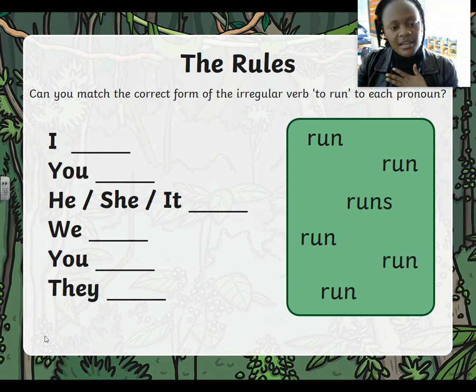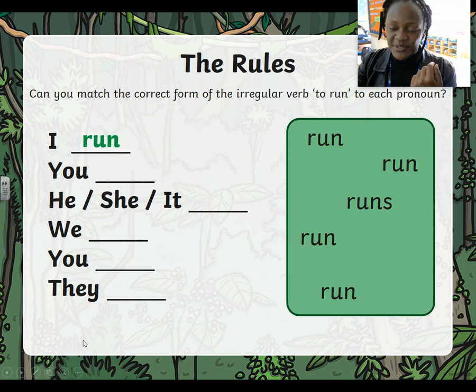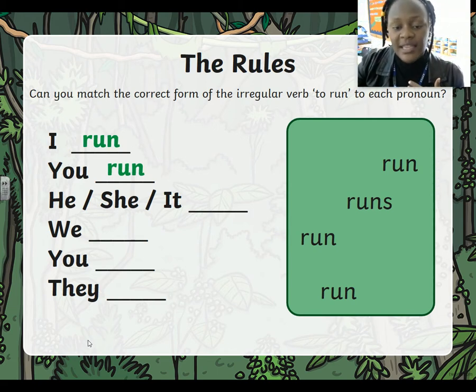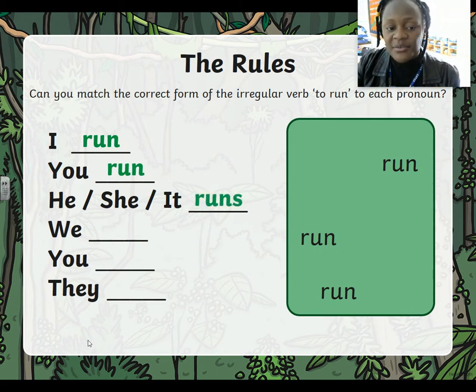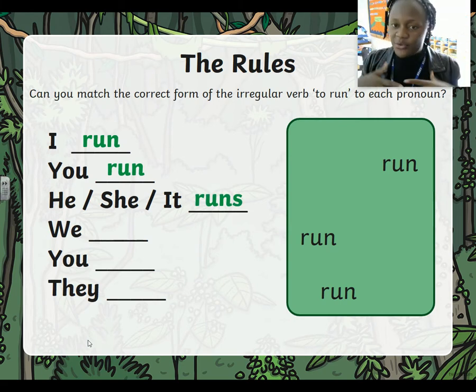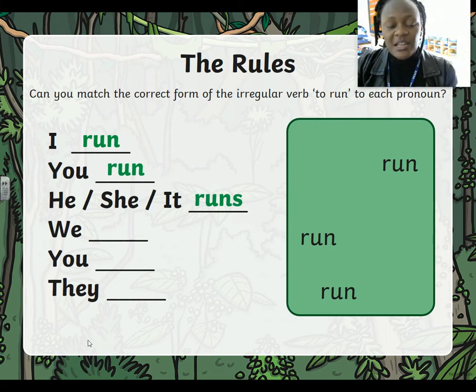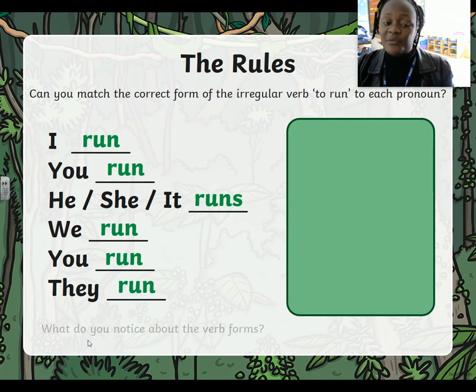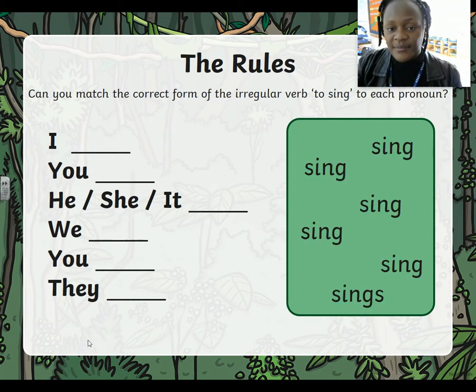Miss Salasha, I run. You, what will you say? Will you say run or runs? You run. Well done. He or she or it. Now, because we're talking about someone else, we'll add s and make it runs. We, as a group, as our class, as Brabant children, we run. You run. They, our friends, they run.